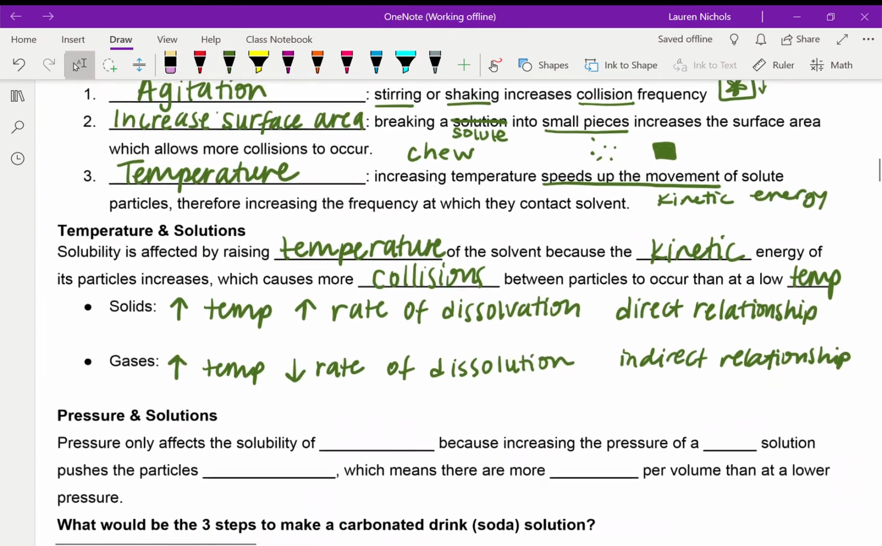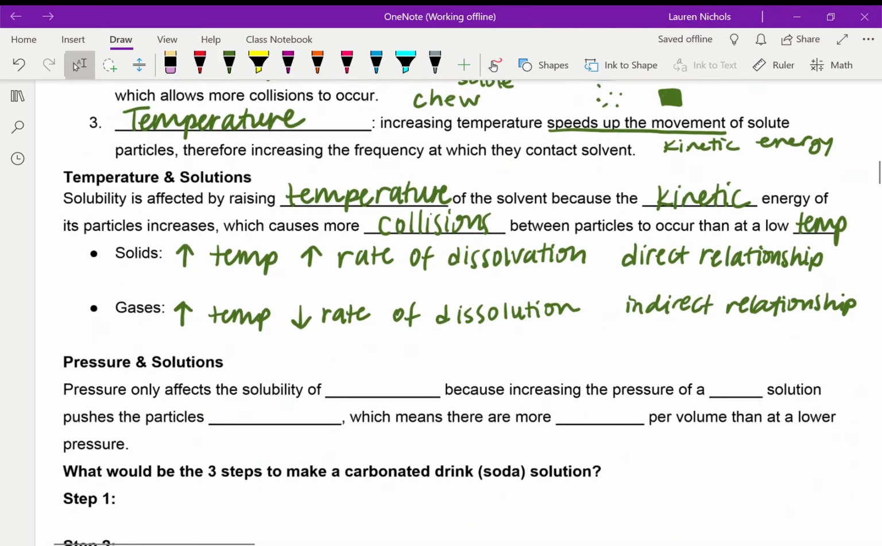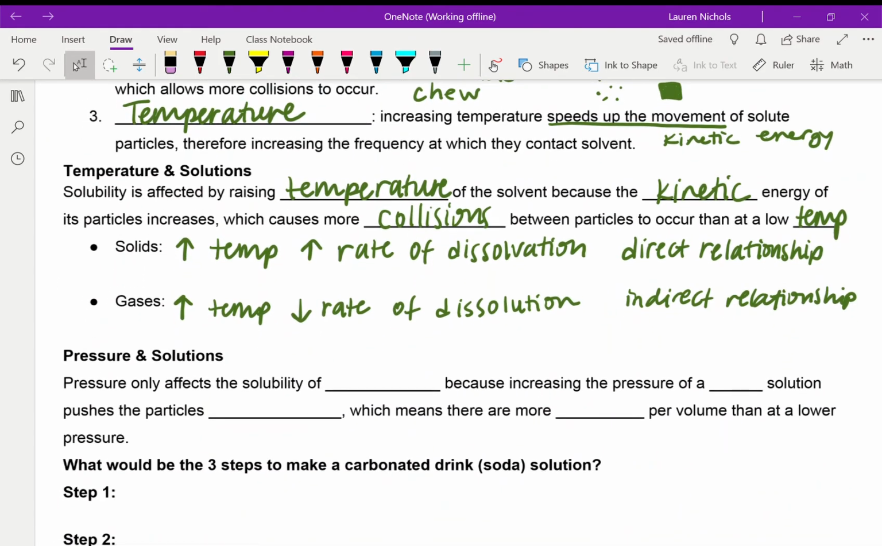Now, another thing that can impact your rate is pressure. Pressure is only going to affect the solubility of gases, because increasing the pressure of a gas solution pushes the particles close together. This means there are more particles per volume than at a lower pressure. Basically, it's increasing your density.